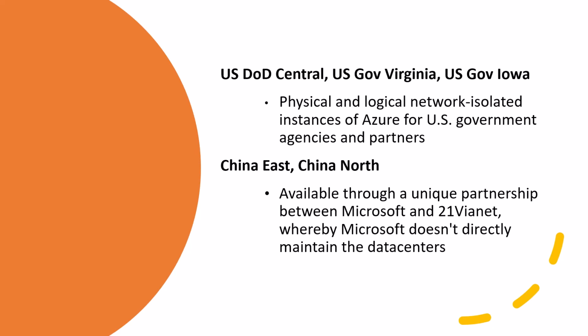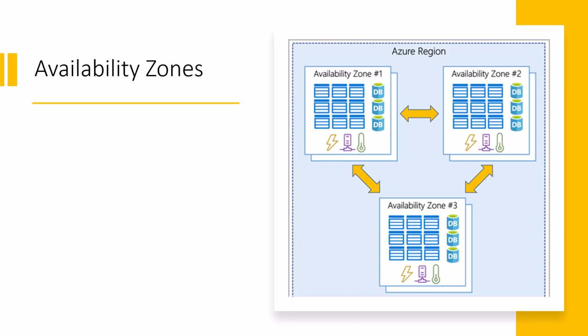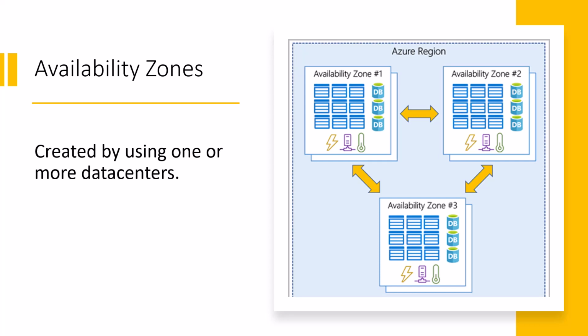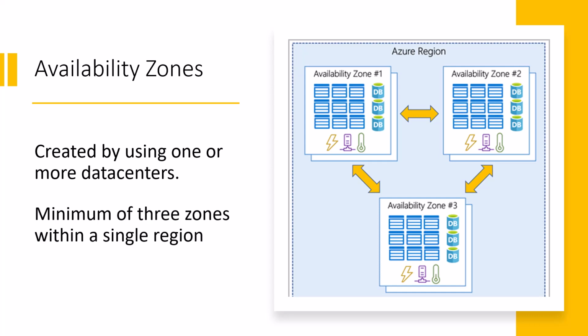I do want to mention that there are two other terms that you should keep in mind, and that's geographies and availability zones. And we've referred to geographies already. Now, availability zones, which we'll get into in more detail later on, are created by using one or more data centers. So what that means is there's a minimum of 3 zones within a single region.